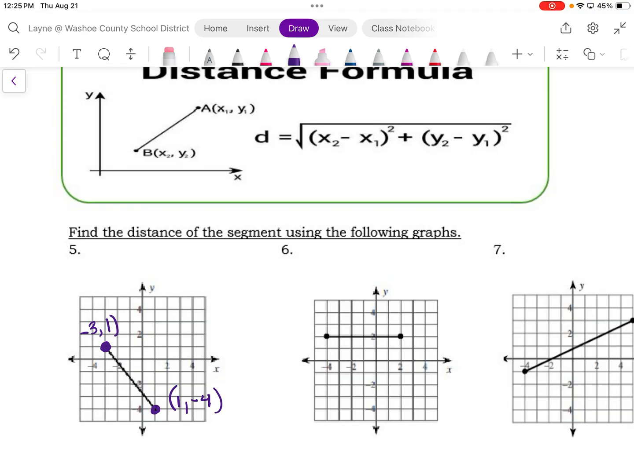If I'm using the formula, I need to label this. This will be x, y, x, y. This will be x1, y1. This will be 2, 2.